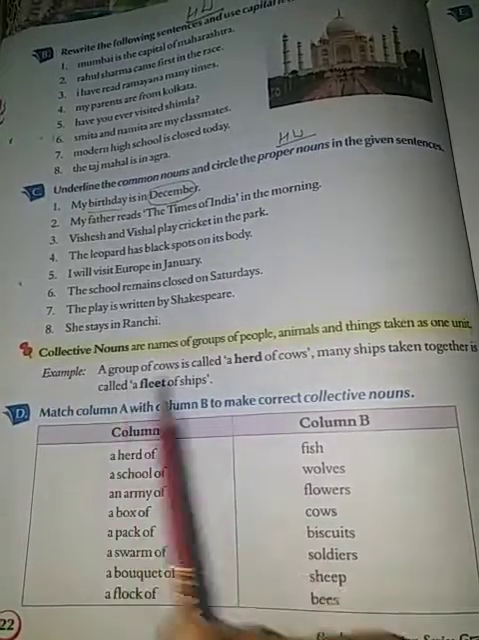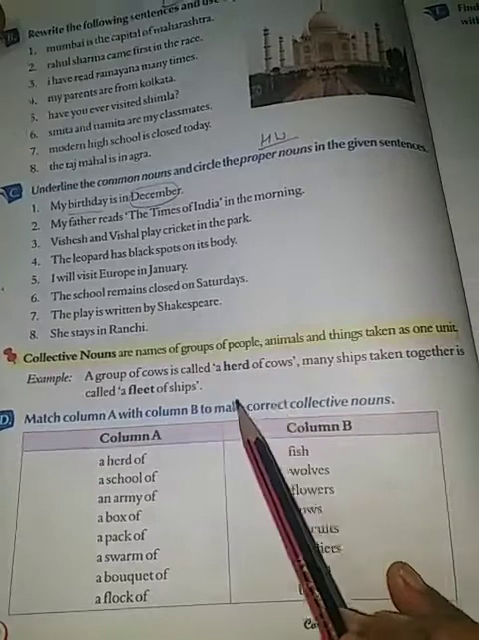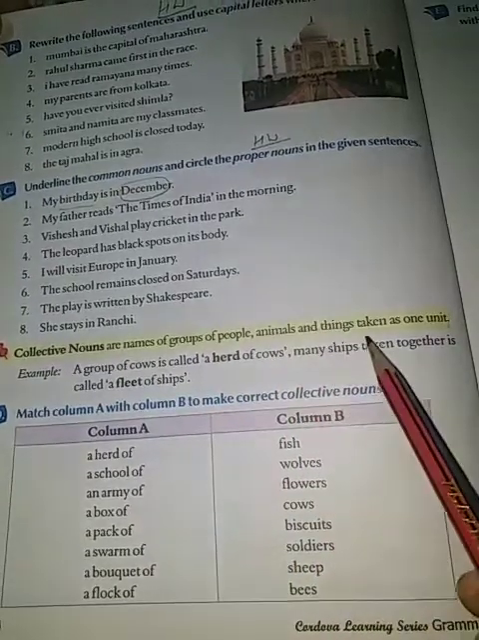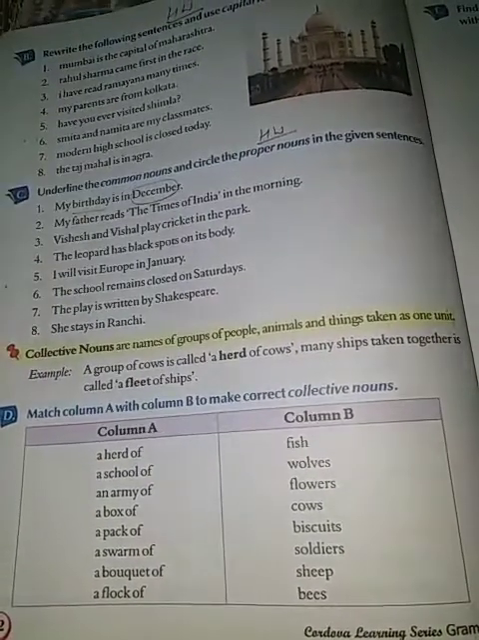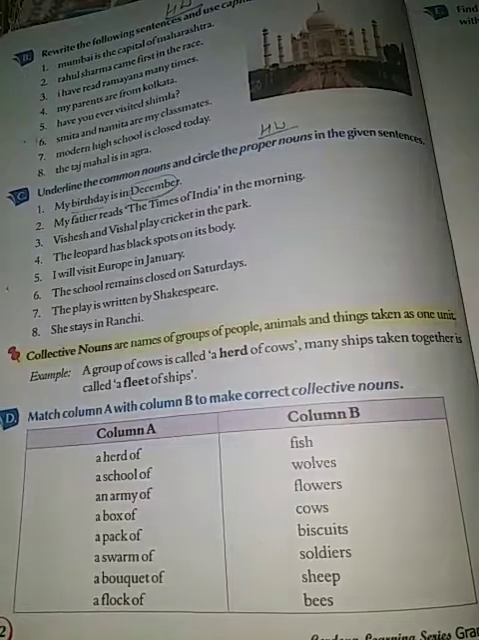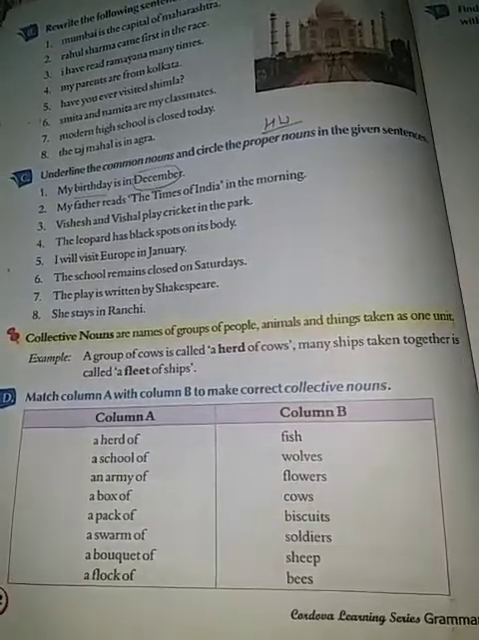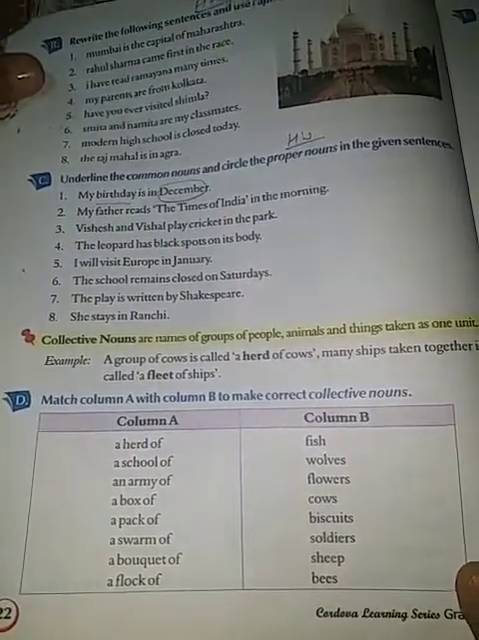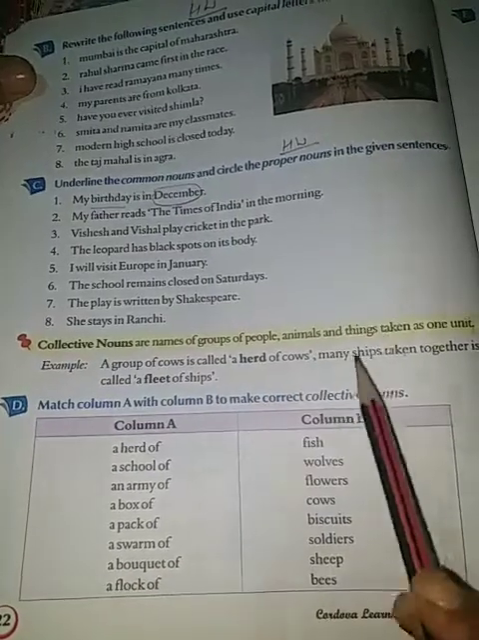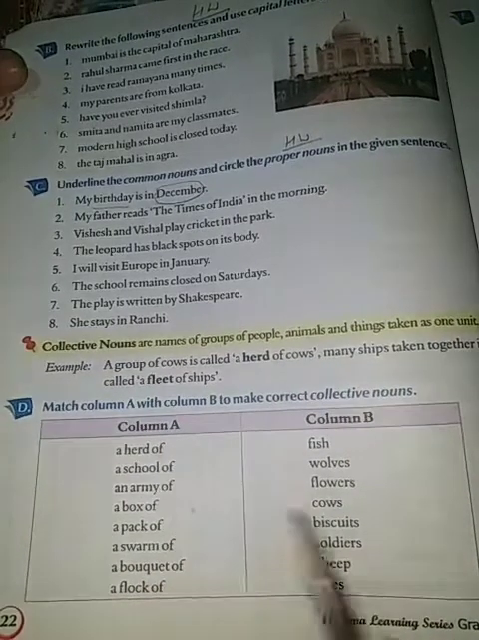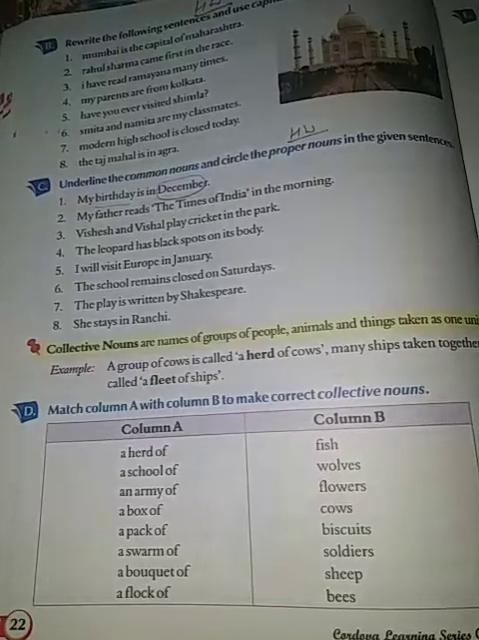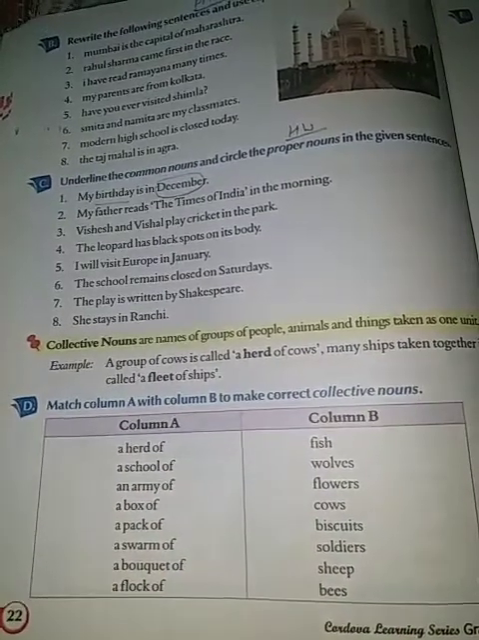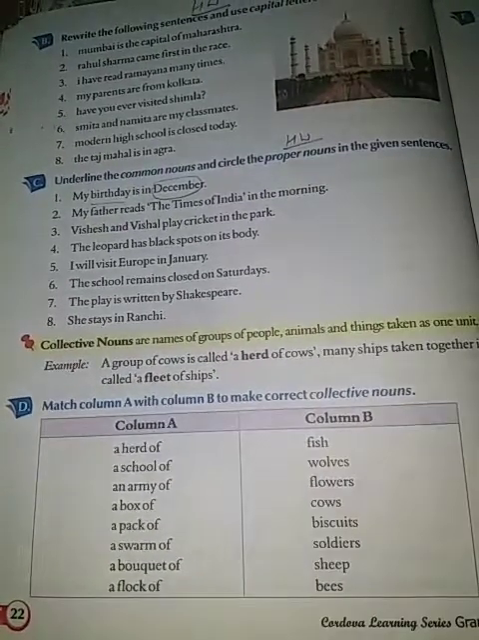Now move to the next topic, which is collective noun. This is the third kind of noun. Here we are starting to study it. Collective nouns are names of groups of people, animals, and things taken as one unit. These groups are called collective nouns. For example, a group of cows is called a herd of cows. Many ships taken together is called a fleet of ships. Now we have to match column A with column B to make a correct collective noun.